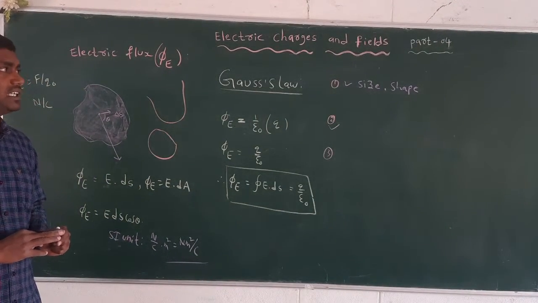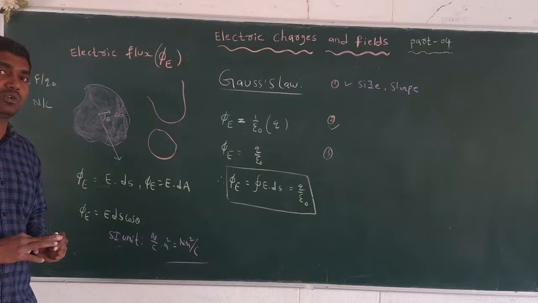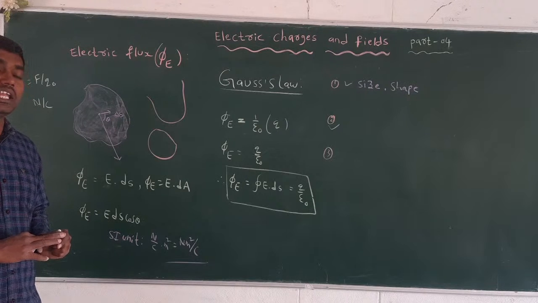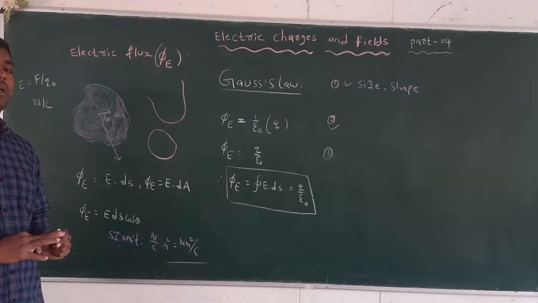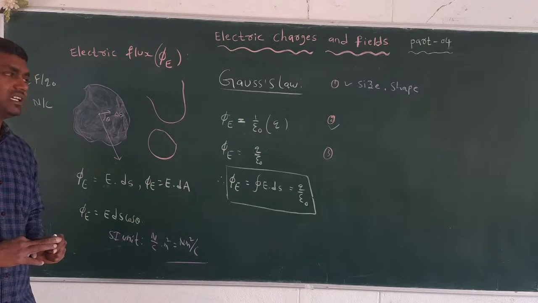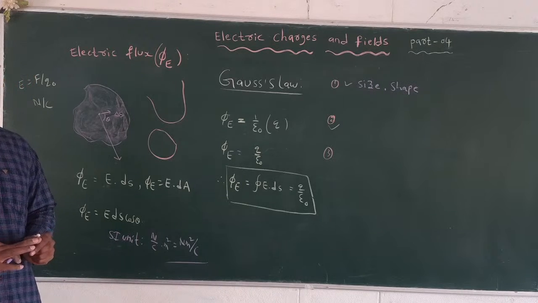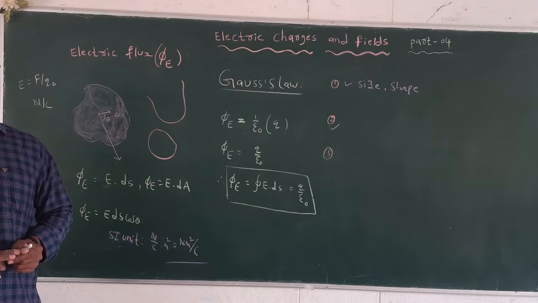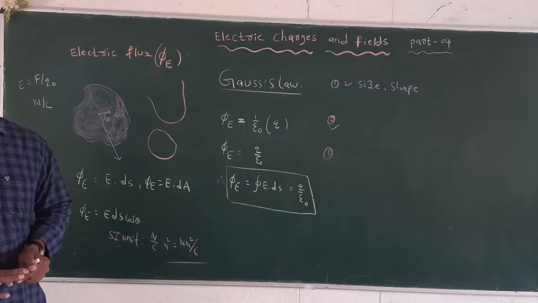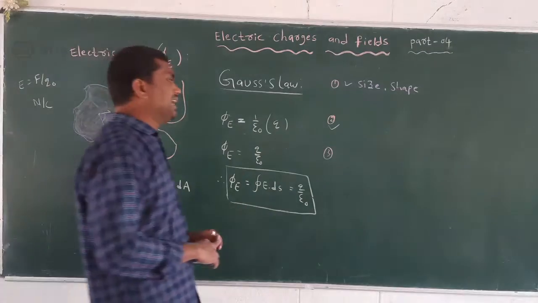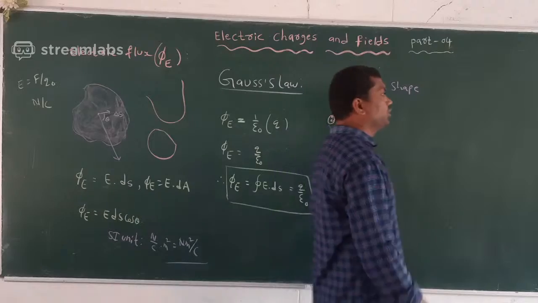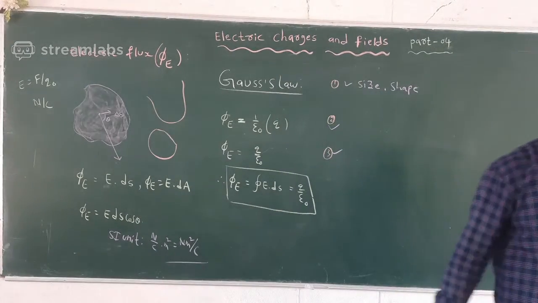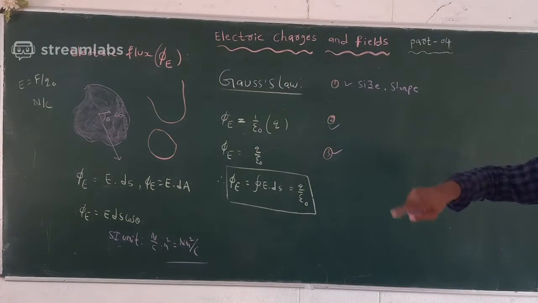So the first point is the Gauss law is applicable, valid, to any closed surface of any shape and size. Second one is the Gauss law is applicable to stationary charges as well as moving charges. And the third one is the Gauss law is applicable to any charge distribution of any shape of the object.